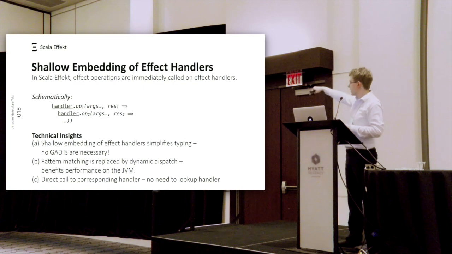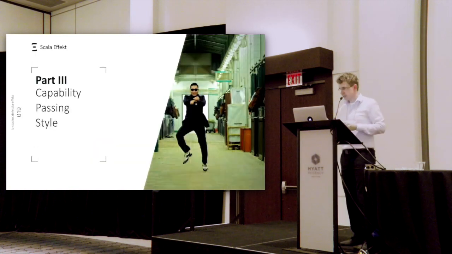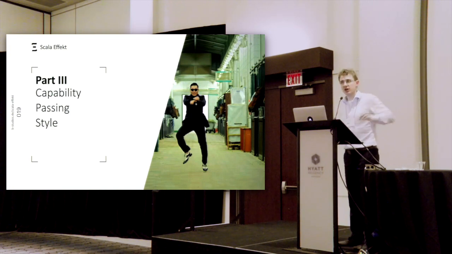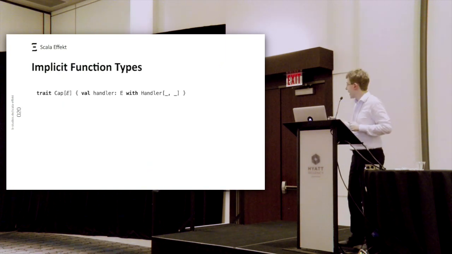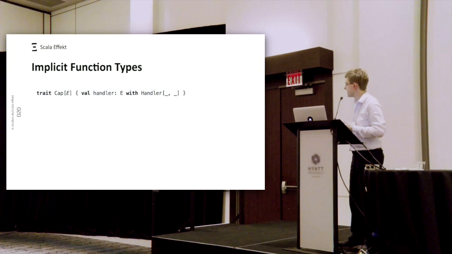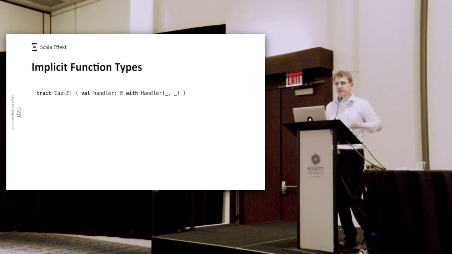In order to call this operation on a handler, we need to have it available and we need to pass it down. And this is where capability passing style now comes into play. In particular, I want to emphasize that capabilities are an important concept in Scala Effect. And you can think of a capability in Scala Effect as this trait here, Cap[E], for some effect signature E. It holds an instance of a handler for that effect signature.